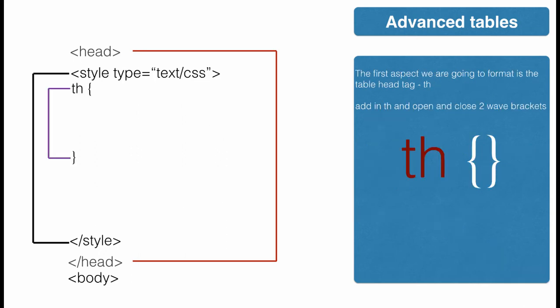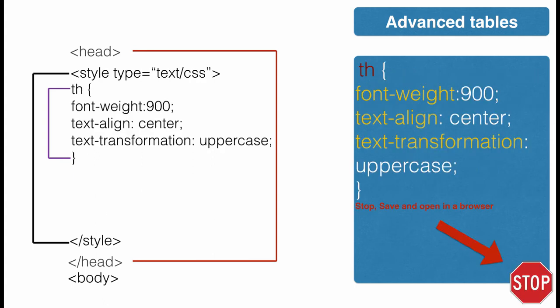Then we start to format the element of our table that we've selected. In this case, we're going to format the table head cells. And we do this by adding the th, which says we're going to format the table head cells, and opening the 2 wavy brackets, an open and a closed wavy bracket. We now add in our formatting for the content of our th cell.